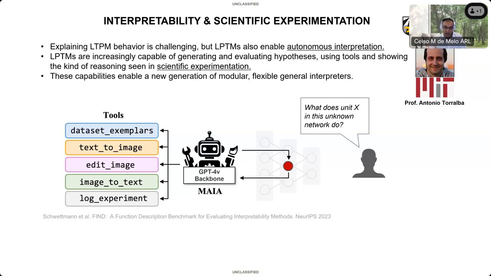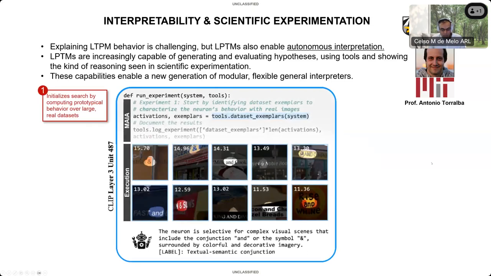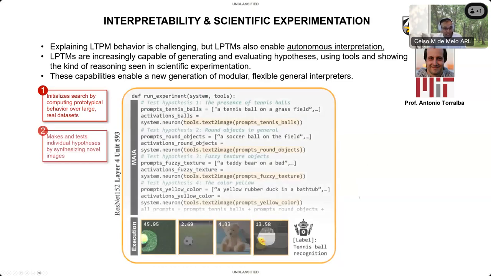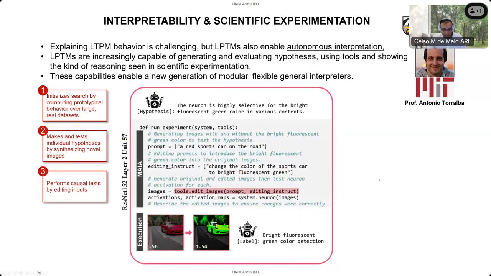And then we ask for a black box visual network, so a visual network that we don't know what it does. What does unit X in this unknown network do? Okay. And what we see is, it was certainly very interesting the first time I saw it. I was very impressed. The model is able to autonomously start producing very reasonable initial hypotheses. It uses the tools that it was given access to get some samples, explicitly test those hypotheses. So here it requested these samples and it's testing how responsive the neuron is to these hypotheses, keeps refining those hypotheses, and even makes some type of causal reasoning.